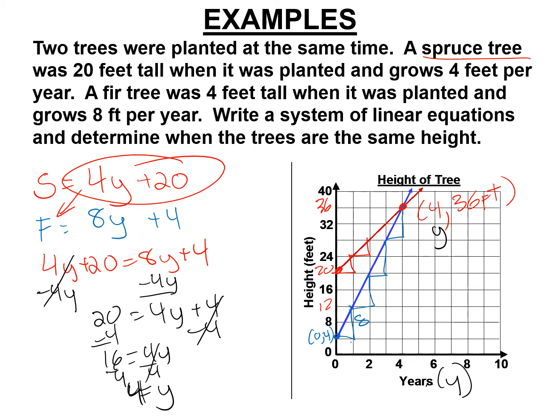All right. Now, to figure out how tall they were at year 4. So we know from that, year 4 was the year they were both the same height. Right? The blue one, which was the fir tree, started smaller but grows faster and caught up. So now we put it into either one. I'll use F. Equals 8 times 4 plus 4, 32 plus 4. Yeah, both of these equations say that at 4 they were 36 feet tall. Substitution.